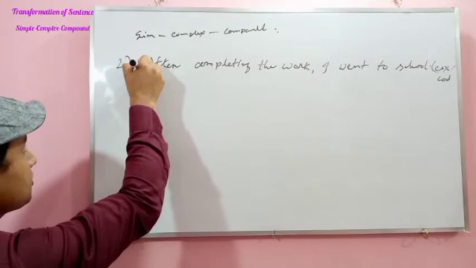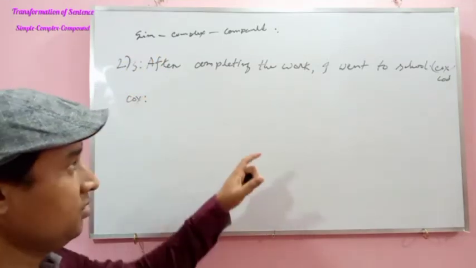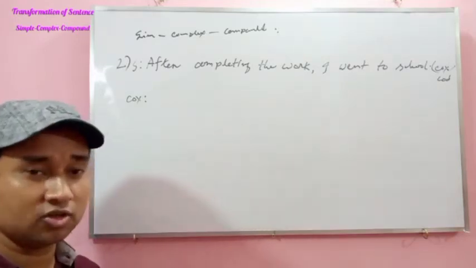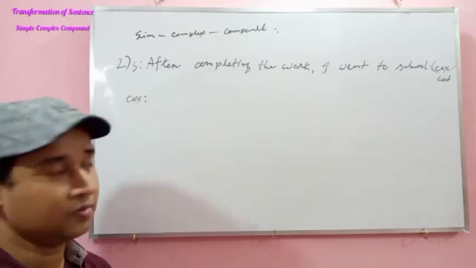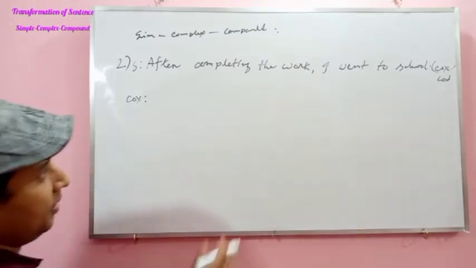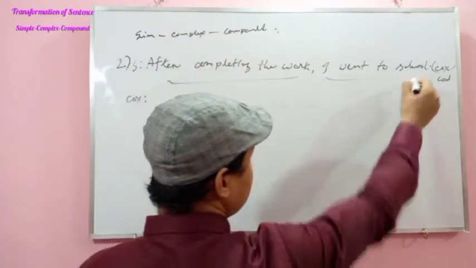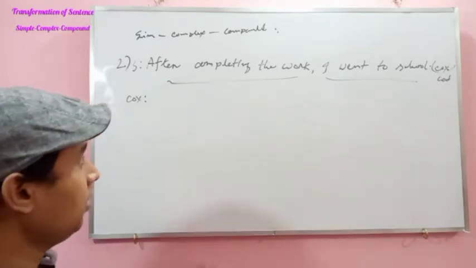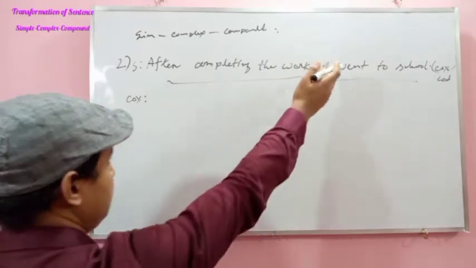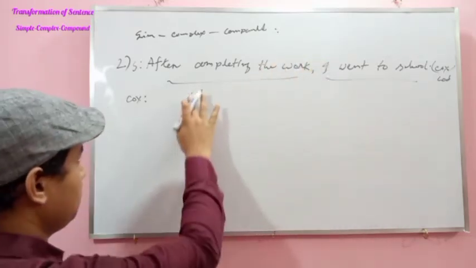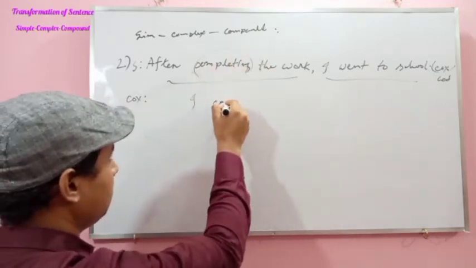This is a simple sentence. The complex form of the sentence, I will repeat. A simple sentence has only one clause, and complex and compound sentences have minimum 2 clauses. So at first you will make a clause using this part of the sentence. This clause is already made, so you will make a clause from this part. So you need a subject. This is the subject, then the verb, this is the verb, complete.